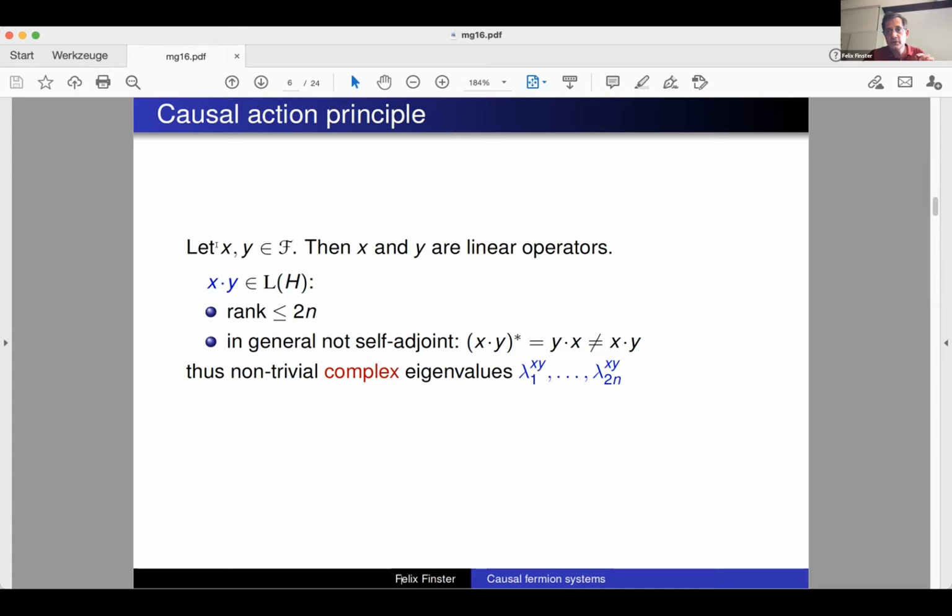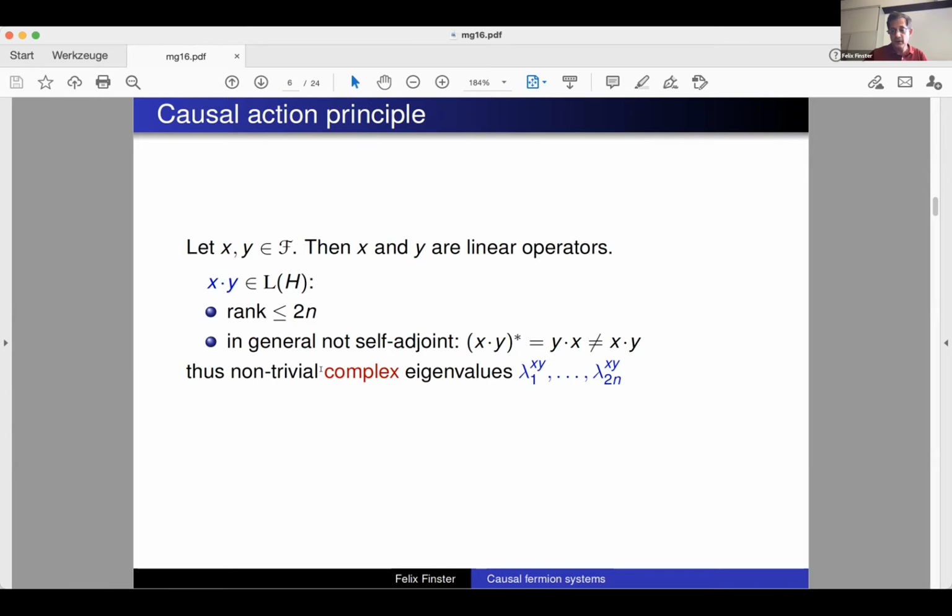Suppose we take two operators in curly F, so two points there. Then we can multiply the two operators together, and we get an operator which again has finite rank, namely rank at most 2n, but which is no longer a symmetric operator, because taking the adjoint just flips the order of the two operators. But we can compute all the non-trivial eigenvalues, and they are in general complex. So this means we get 2n complex numbers for any pair of points.